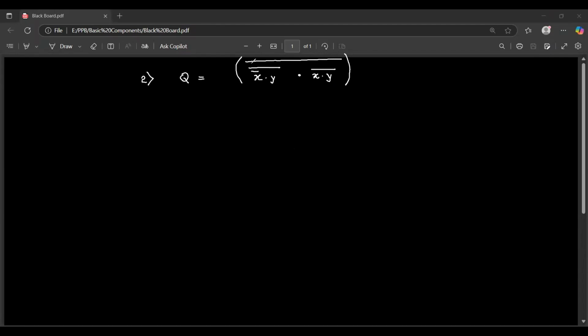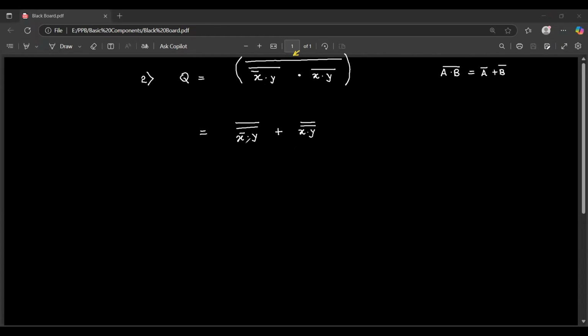Since we have a whole thing bar here, you can clearly see a whole thing bar here. What you can do is just break it. According to De Morgan's law, just break it and see what happens. If you break it, what will you get? You will get x bar dot y whole thing bar plus x dot y whole thing bar. Why do you get that? Well, according to De Morgan's law, a dot b whole thing bar can be given as a bar plus b bar.